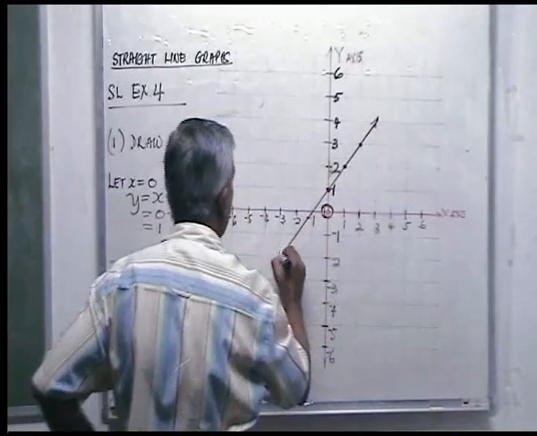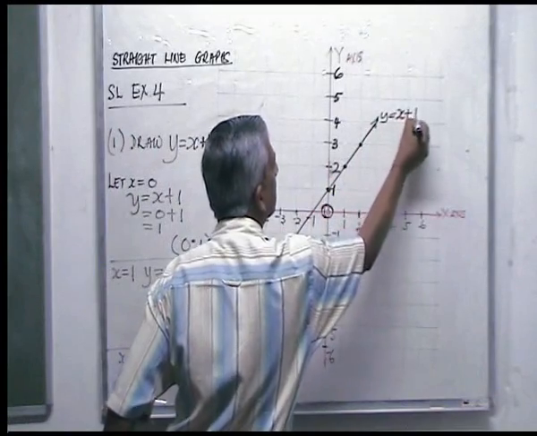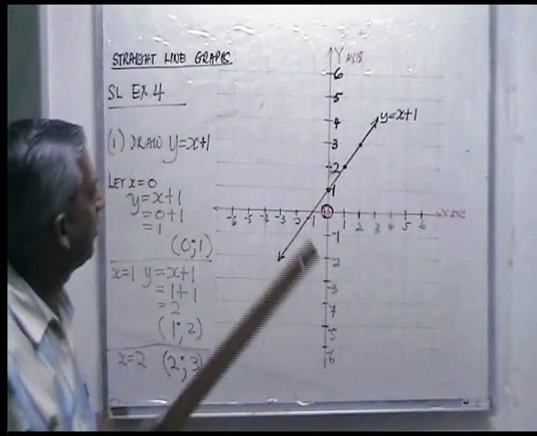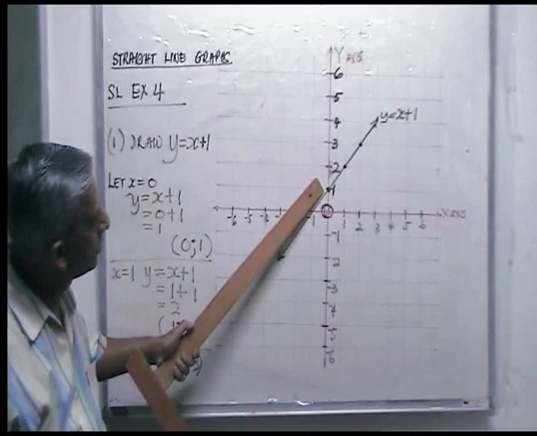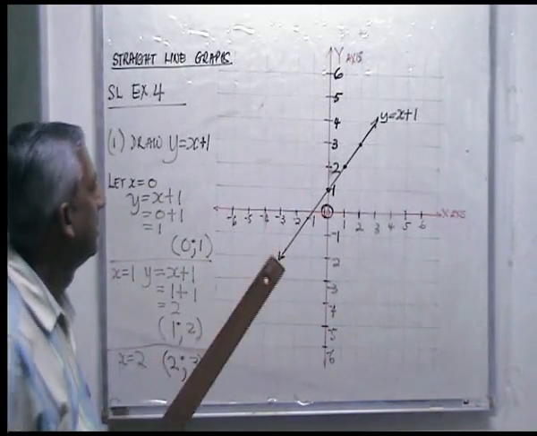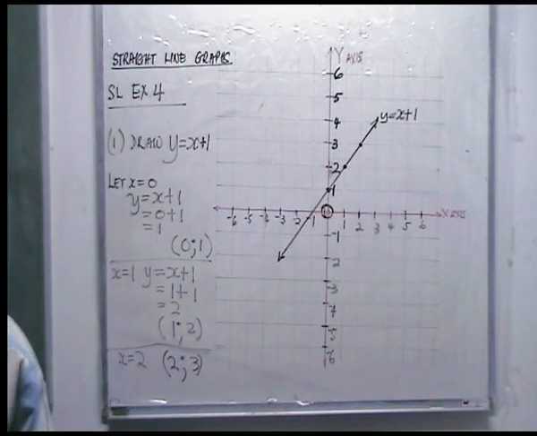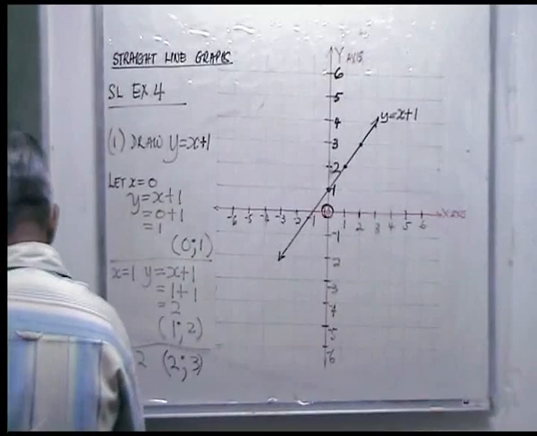And once again, label them. This is y is equal to x plus 1. And if you've drawn it properly, then you'll see it goes through 1 there, and it goes through minus 1 here. It goes through exactly there. Right, let's mark number 2.